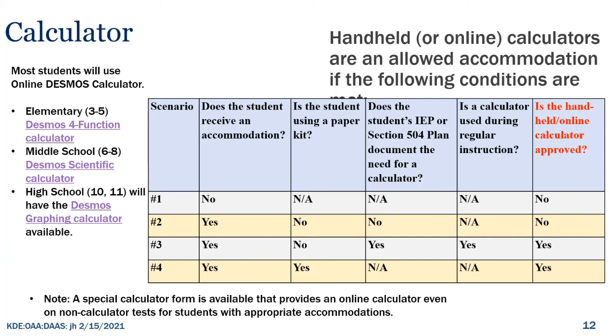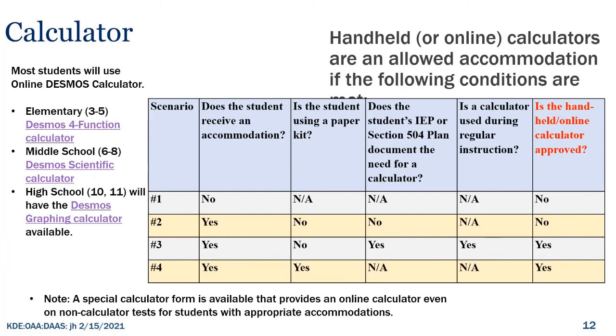Now, in scenario 4, we see the student receives accommodations and is taking a paper kit, such as Braille or large print. Those kits are only available via paper and pencil and do not use the online system. Therefore, the student must be provided a calculator, whether they have a calculator accommodation or not. So a handheld is allowable there. Online calculators would not be an option because those tests are not provided online.